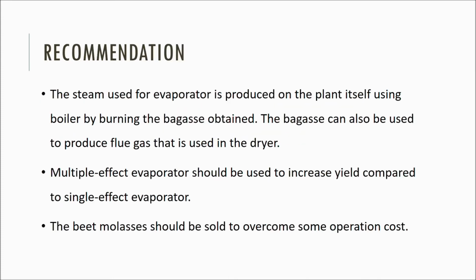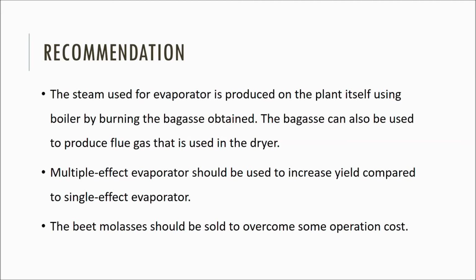Next, the recommendation. Firstly, the steam used for the evaporator is produced on the plant itself using a boiler by burning the bagasse obtained. The bagasse can also be used to produce flue gas that is used in the dryer. The bagasse is obtained from the presser and the clarifier waste. By doing this, we are able to reduce the operating cost as we are not buying the steam.